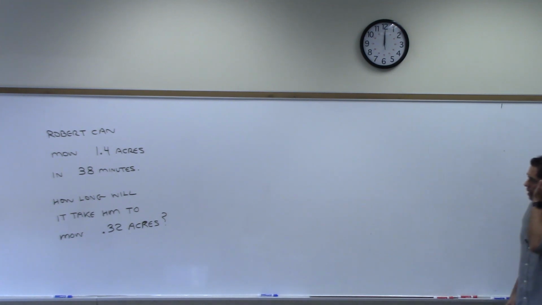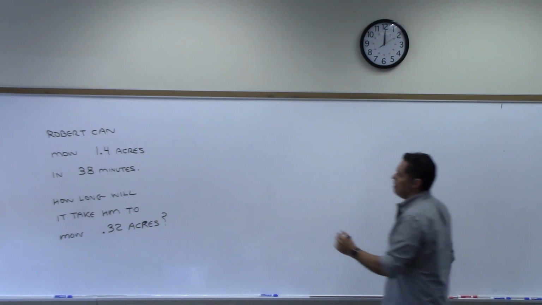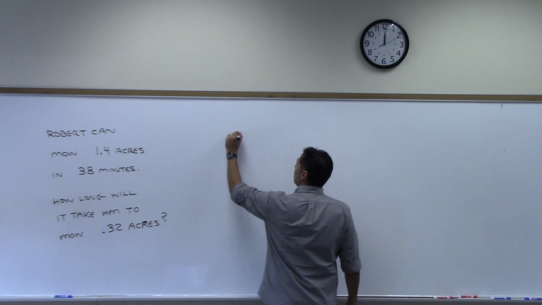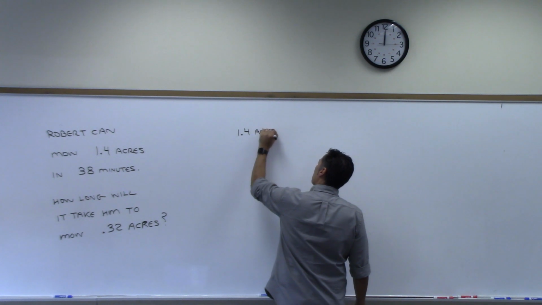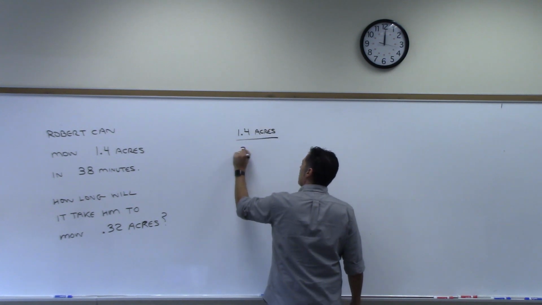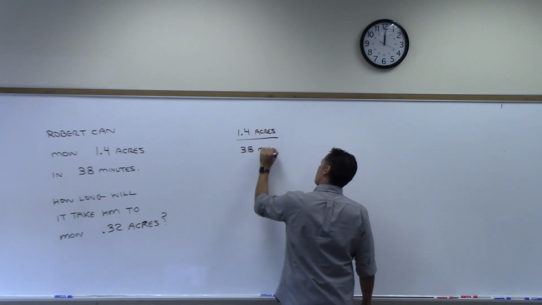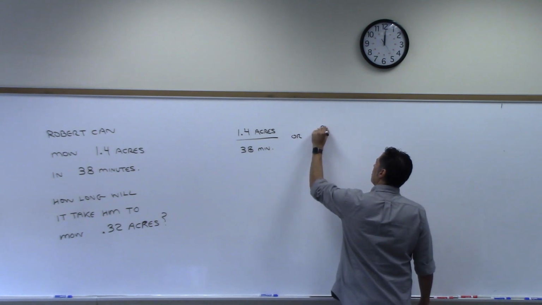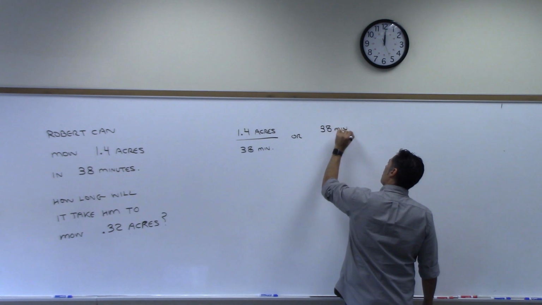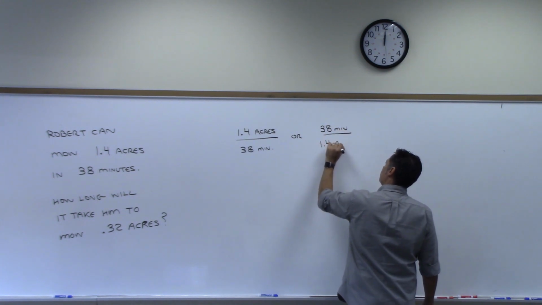So, first things first. Robert can mow 1.4 acres in 38 minutes. That is the given information, right? So I'm going to write that down, and I can write it two different ways. 1.4 acres in 38 minutes. Or you can write it the other way around. 38 minutes, 1.4 acres.